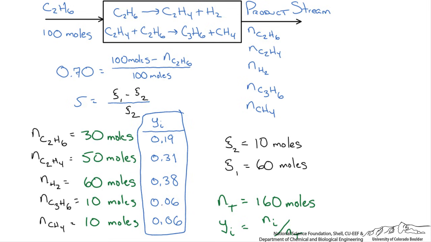So hopefully you can see through this video how to use the extent of reaction to calculate for unknowns in a material balance involving multiple reactions. And as you can see, the more reactions we have, the more complicated the problem gets as you introduce a new variable for each reaction.